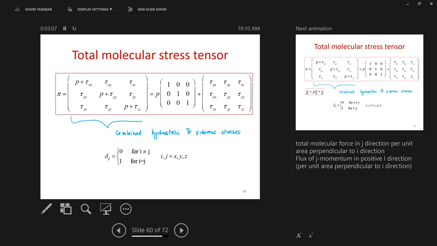So that's why I need the entire tensor or matrix to actually describe how all of the momenta are transferring across all of the possible planes. 3 by 3 is 9. So that is my total molecular stress tensor. Okay. So those are what we refer to as molecular stresses. I have also simply stress that quite literally just flows into the domain.